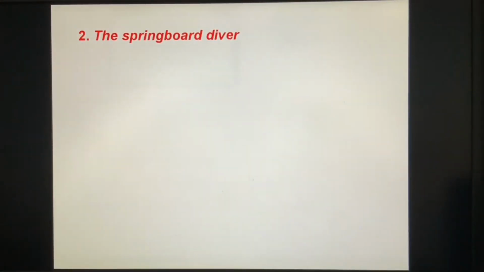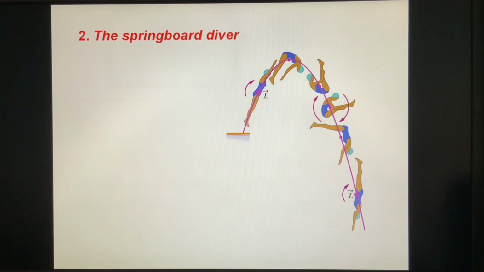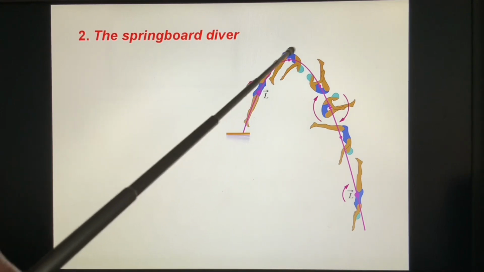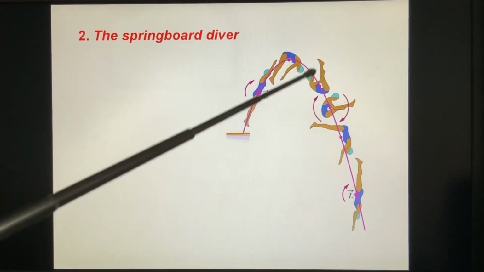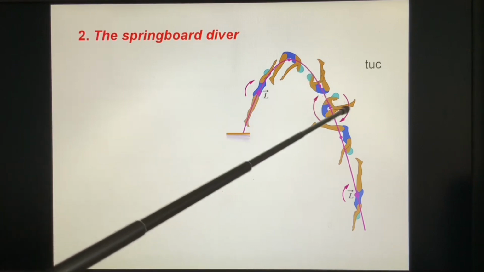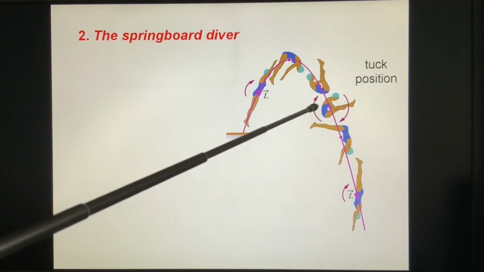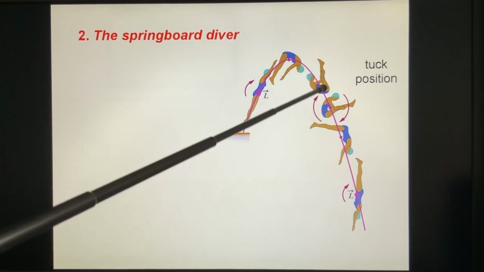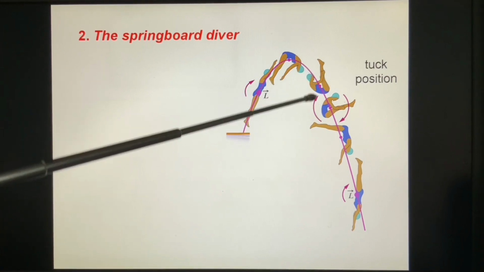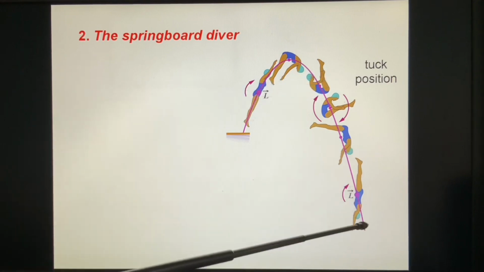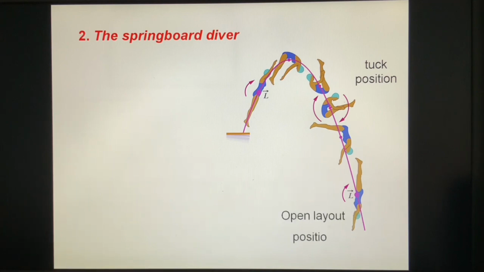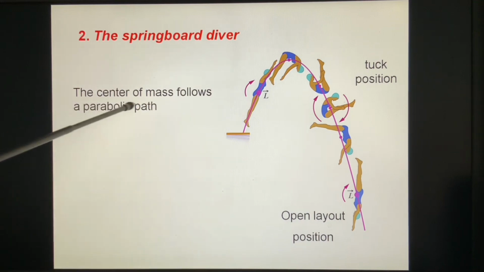The spinning board diver, you see in the Olympics. You look at this point, the center of mass is parabolic, like a single particle. And when you want to do some action, you have to tuck your body. Why? Because in this case, the inertia is smaller, then omega can be larger. When you go diving into the water, you need to be stable, so you have to open into a layout position. The center of mass follows a parabolic path.